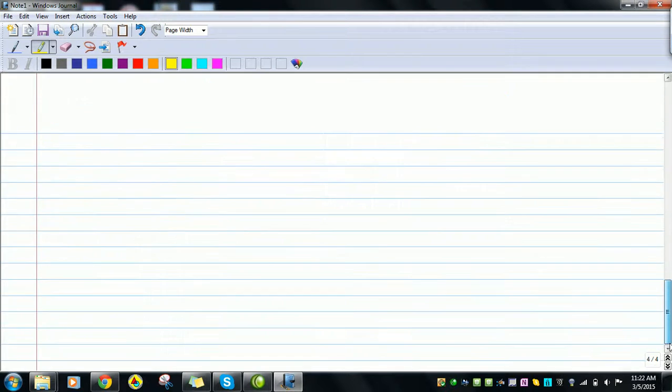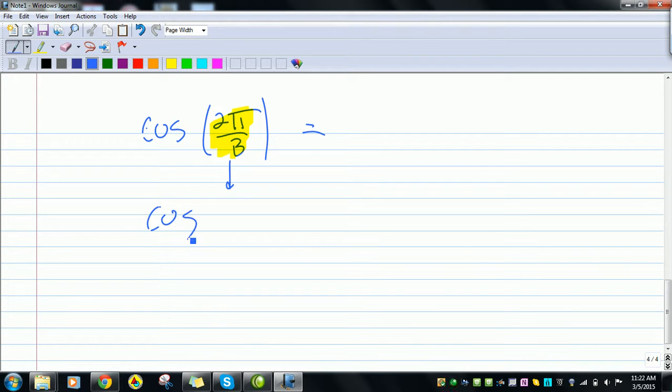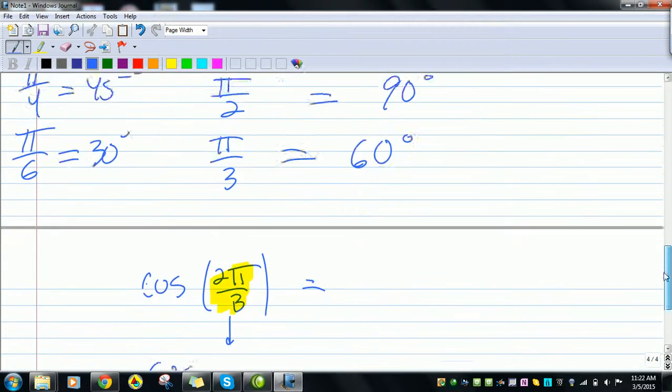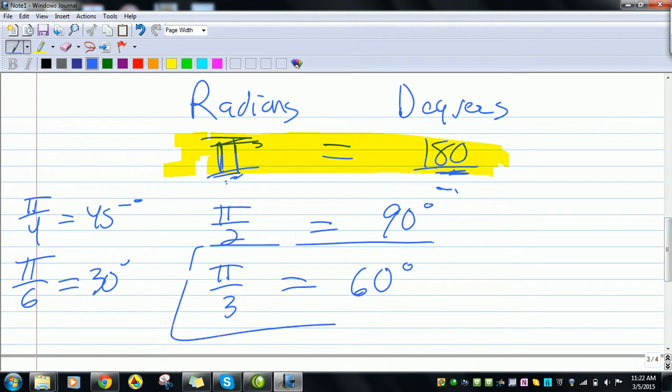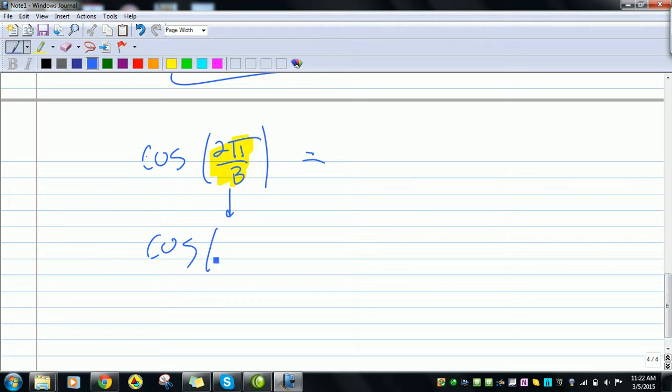So one more thing I want you to consider. What if I asked you to evaluate cosine of 2 pi over 3? Most students would say, okay, that's radians, I don't quite know what that means. So I'm just going to change that to its equivalent in degrees. 2 pi over 3 radians: I remember my benchmark, pi over 3 is 60. So 2 pi over 3 is going to be 2 times 60, or 120. So I'm just going to replace that with 120 degrees and proceed to evaluate the cosine as I normally would.